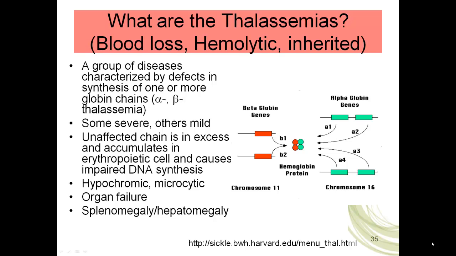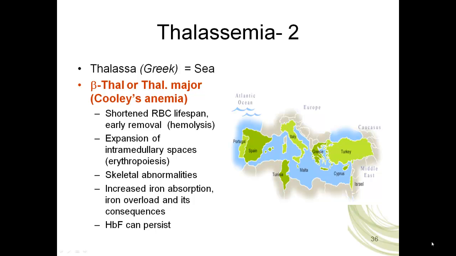It's not compatible with life. Again, in utero, fetal, or embryonic death. Now let's talk about thalassemia, the beta thalassemia in particular. Again, if both genes are mutated, this is called thalassemia major or Cooley's anemia.